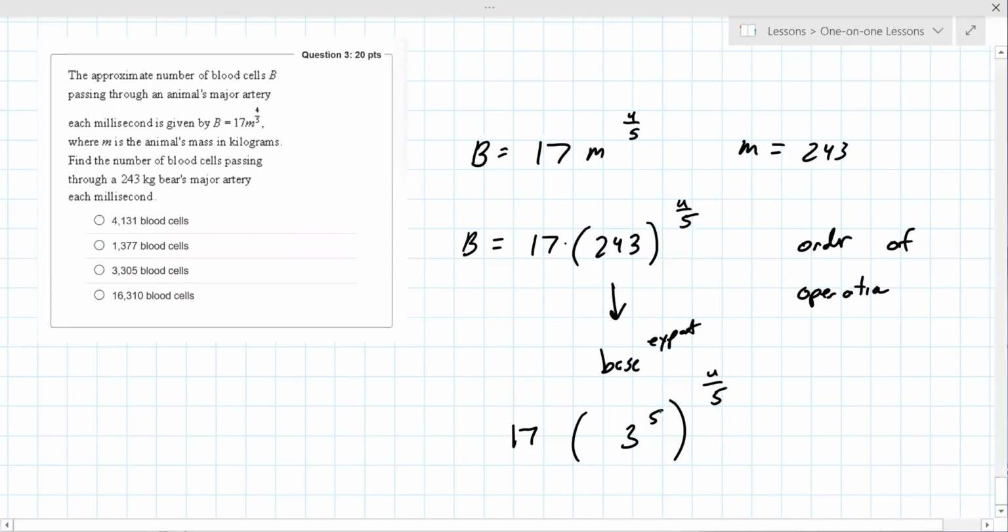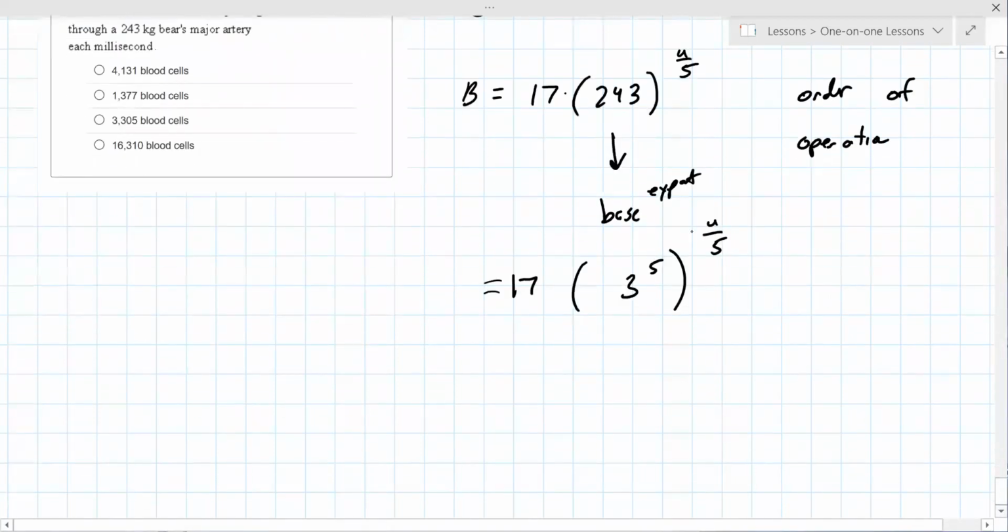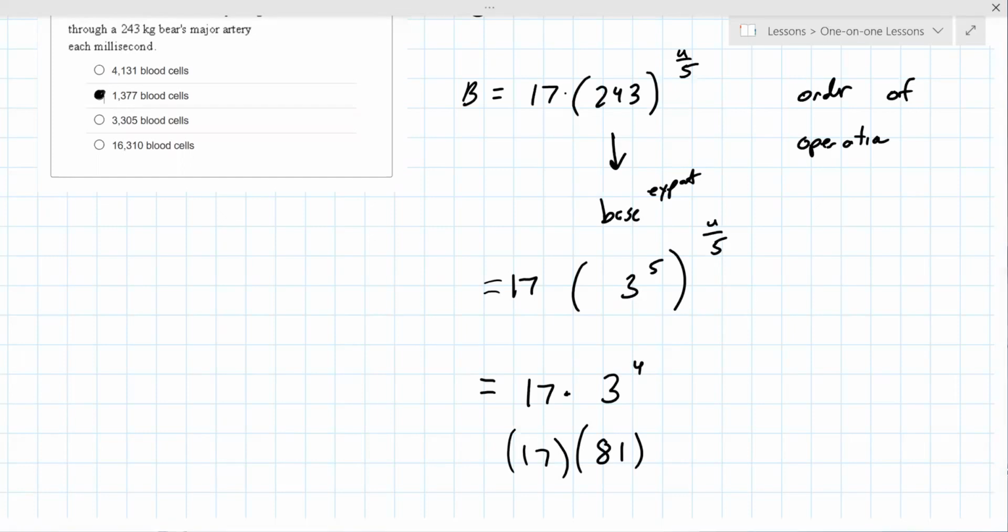So now what's the rule when you have an exponent to an exponent? You multiply. So what is 5 times 4/5? Still can't hear you. You got to speak up. 4. So it's 3 to the 4th. So again, what do you do first? Multiplication or the exponent? Exponent. What is 3 to the 4th? 81. And then 17 times 81 is 810 plus 567. So it looks like it's probably this one here, 1377. Yep.